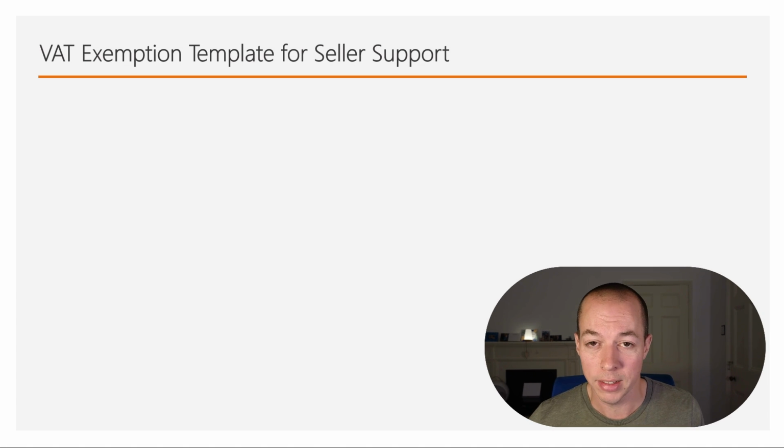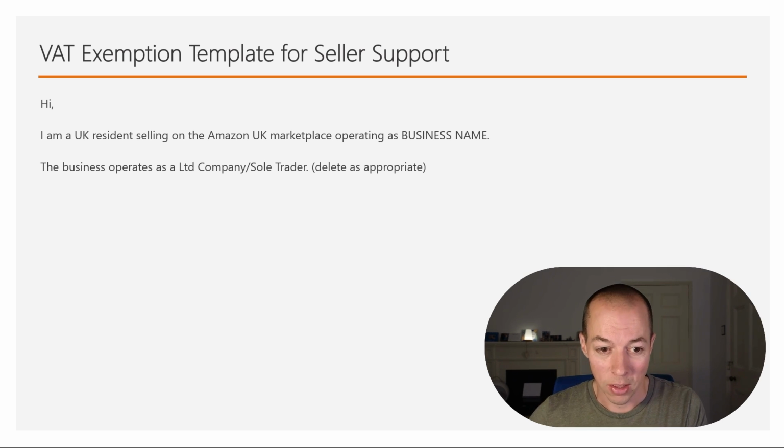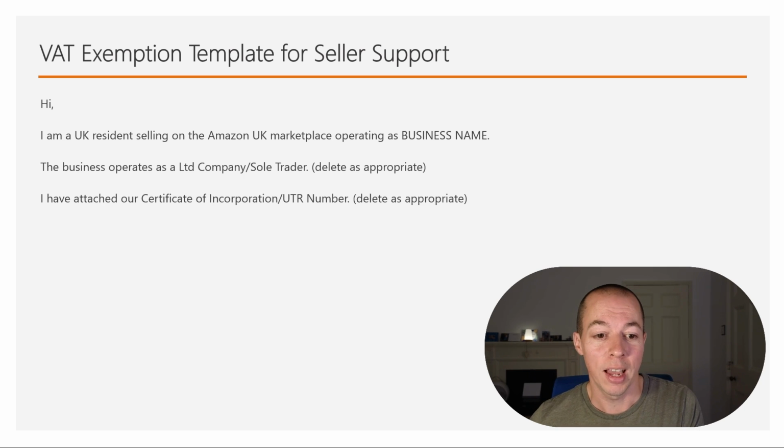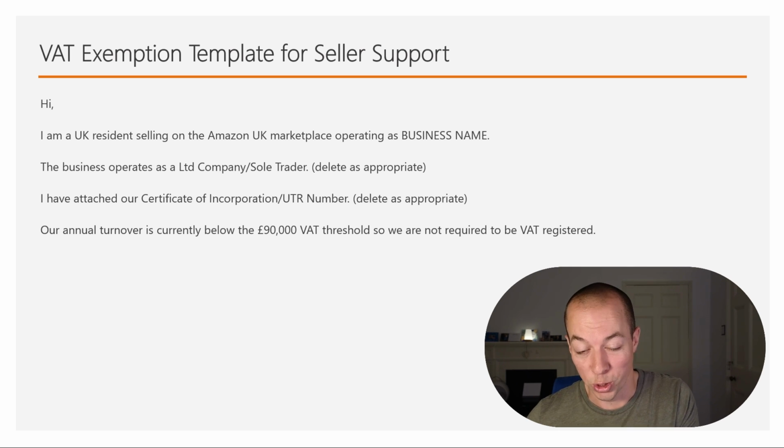So this is the VAT exemption template you can use to contact seller support so that hopefully they can accept your VAT status and then allow you to activate automatic business invoicing. So hi, I am a UK resident selling on the Amazon UK marketplace, operating as business name. The business operates as either a limited company or a sole trader. Delete as appropriate. I've attached our certificate of incorporation if you're a limited company, or your UTR number if you're a sole trader. And our annual turnover is currently below £90,000 VAT, or whatever the threshold is at the time of you watching this video.